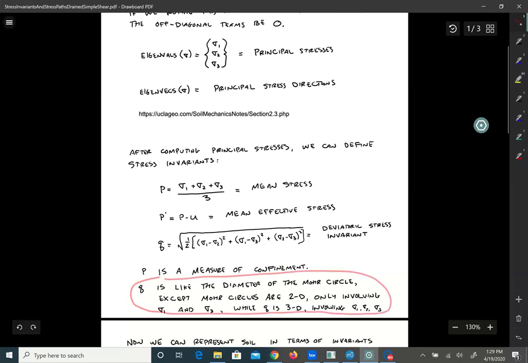There is, of course, an important difference. The Mohr circle is a two-dimensional representation of states of stress. It only involves sigma 1 and sigma 3.